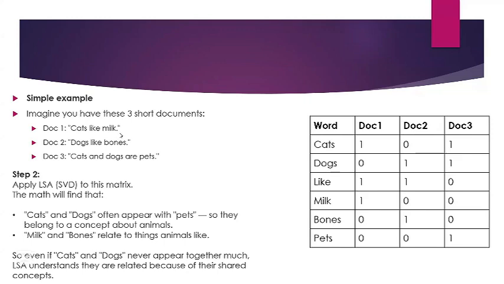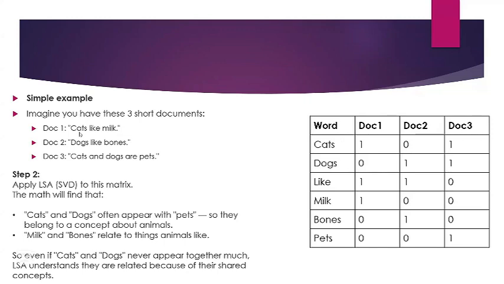Okay. So in this example, you can see I have mentioned three sentences, right? Cat likes milk, right? And the next one is dog likes bones. And the third one is cat and dog are pets, right? So from these, I am creating a simple matrix. This is not the exact matrix which the LSA technique uses. I mean, the LSA mathematical method is used, but I'm just using this to explain it in a simple way, right?